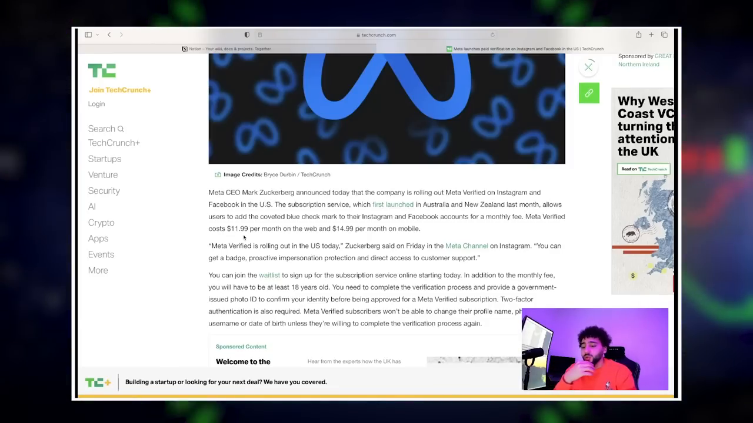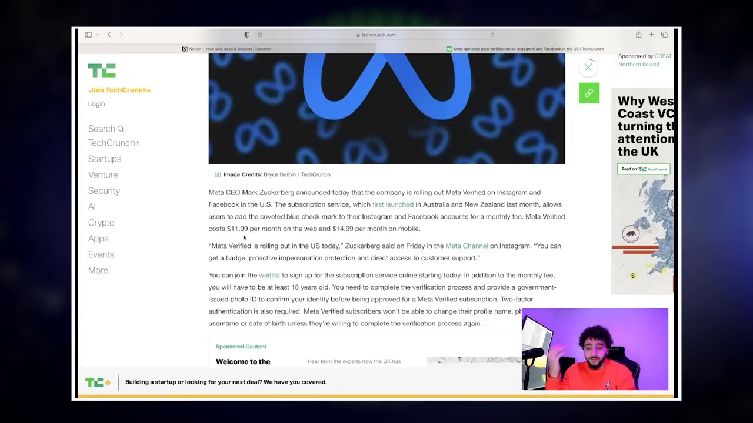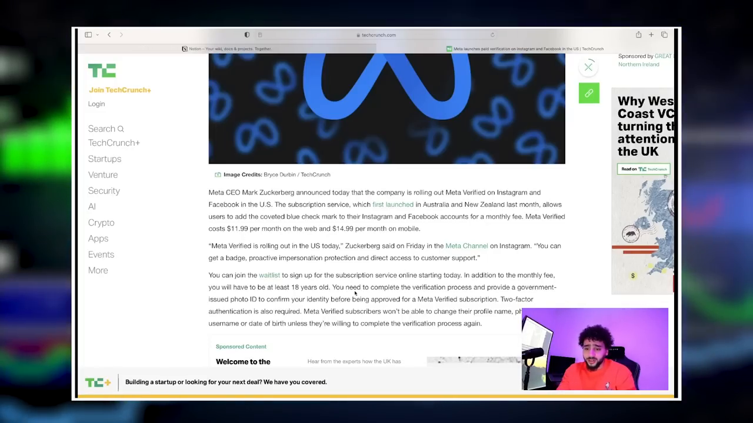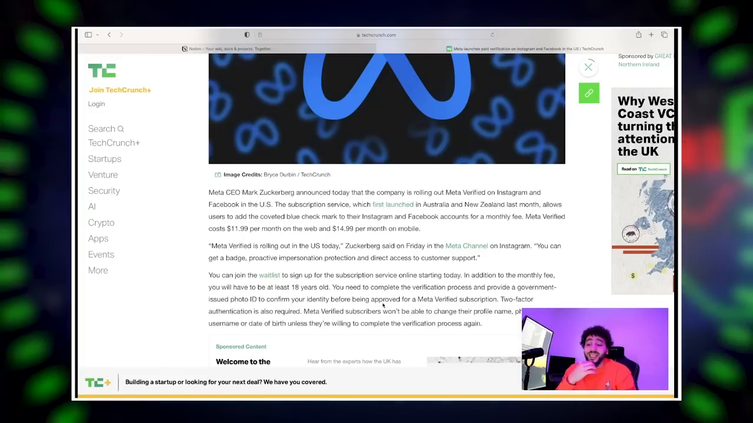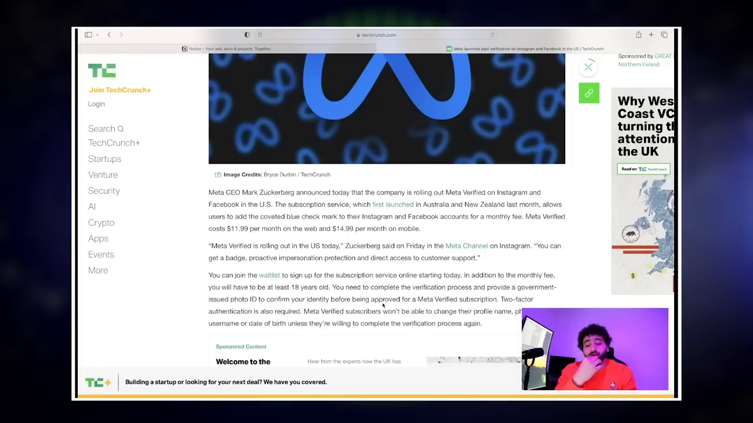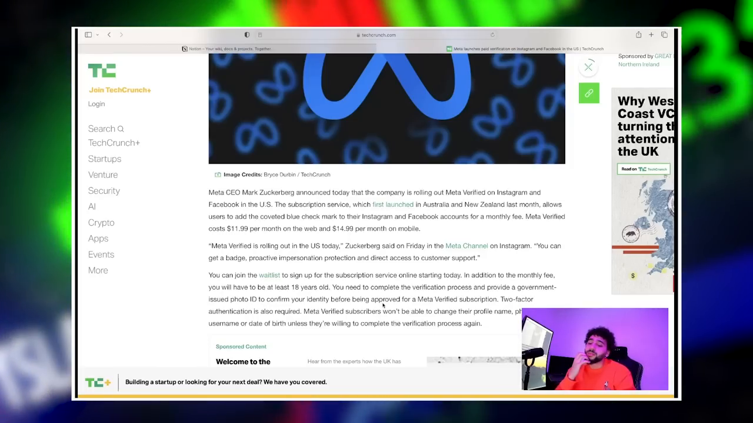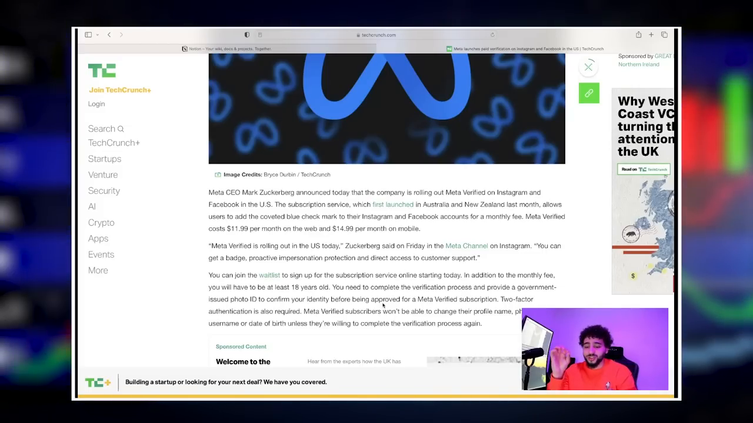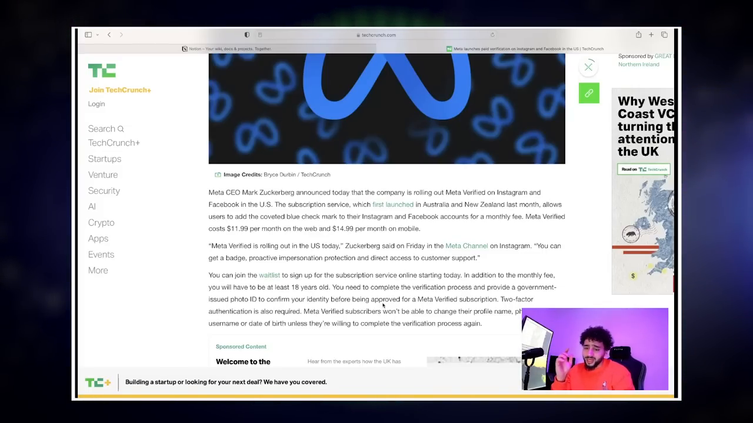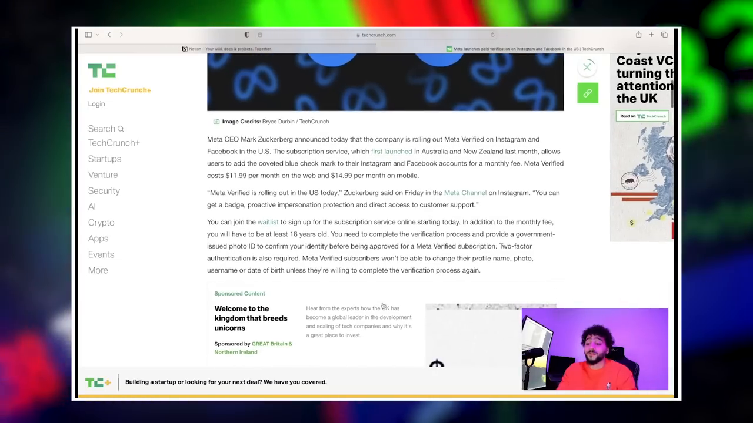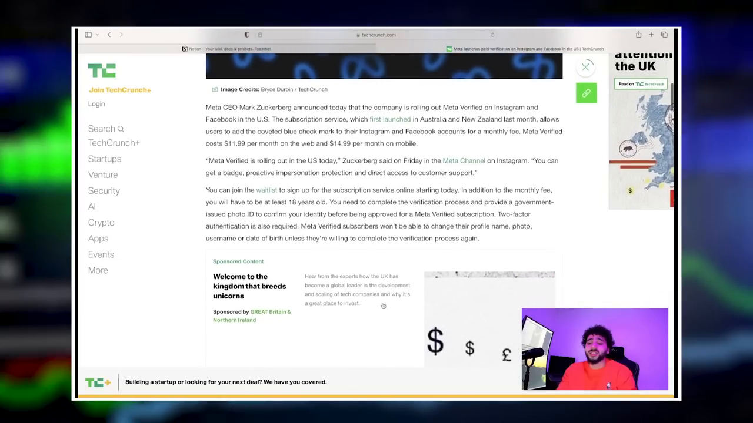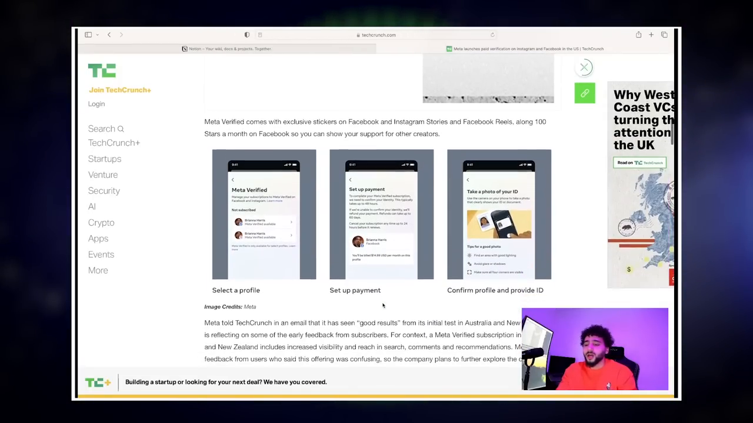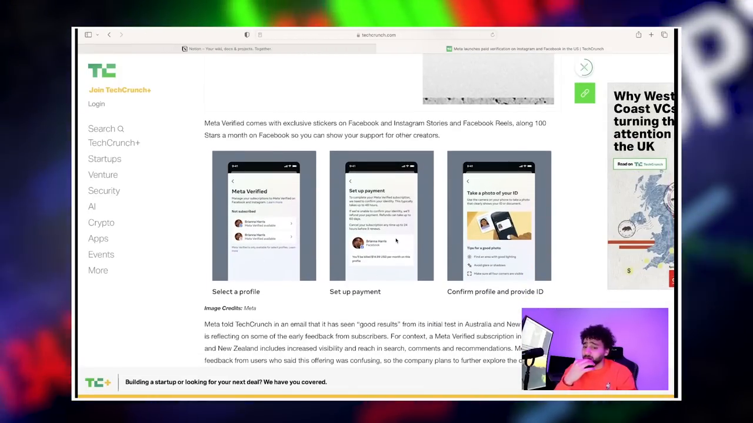Obviously, I haven't looked into actually subscribing because I already have the real blue badge. But you also have to be 18 years old, I believe I saw it. Yeah, right here. 18, and you also need to complete the verification process and provide a government-issued photo ID to confirm your identity before being approved for Meta. Two-factor authentication is also required. Meta verified subscribers won't be able to change their profile name, photo, username, or date of birth unless they're willing to complete the verification process again. This is, I guess, how it would look if you applied for it.